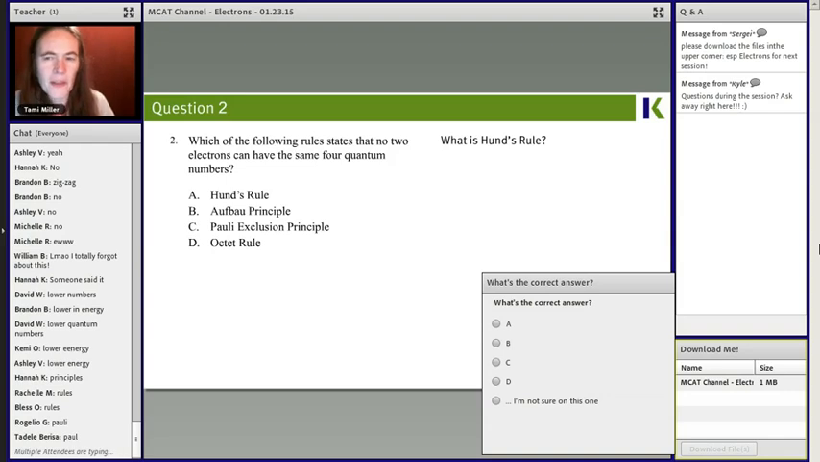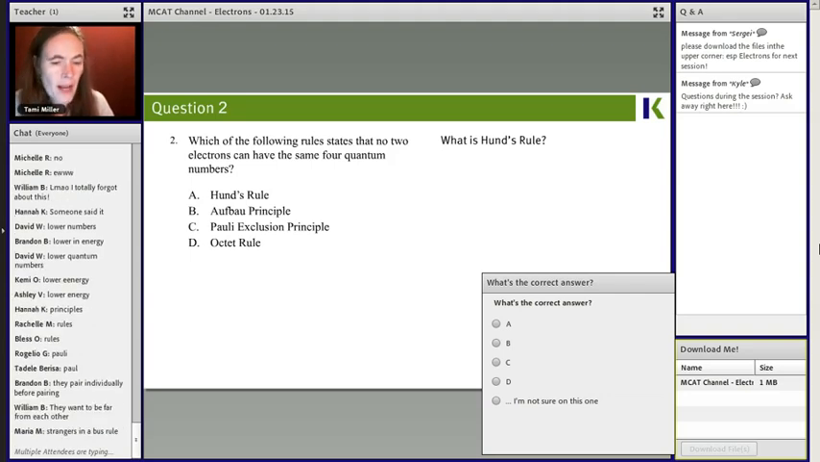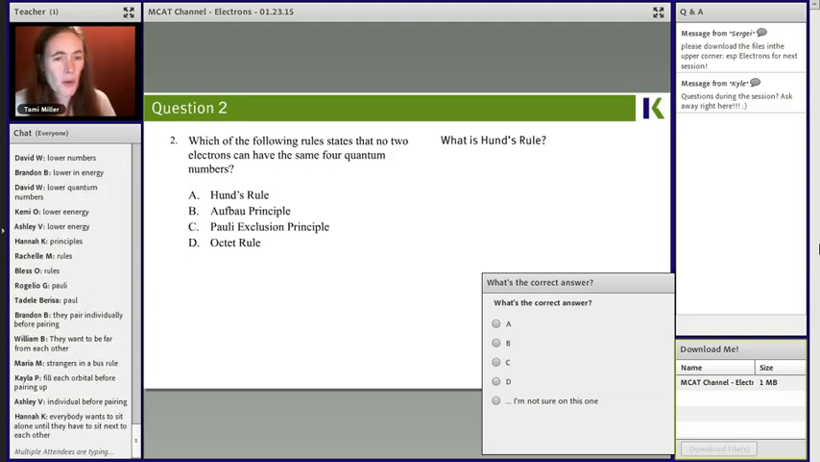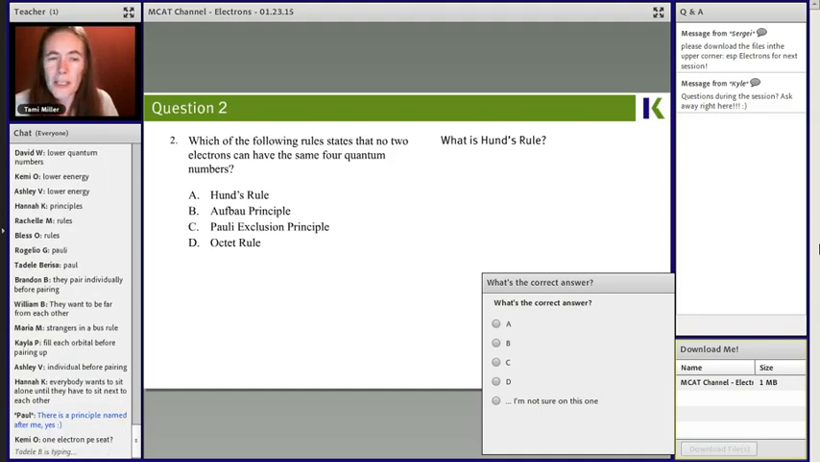How do we fill theater seats? I don't know about you guys. They pair individually before pairing. They want to be far from each other, so they're going to go into the px, the py, the pz. You never walk into a movie theater and go to an open seat that's right next to somebody else and just sit in it. We always leave a seat in between us. So that's exactly what Hund's rule says.